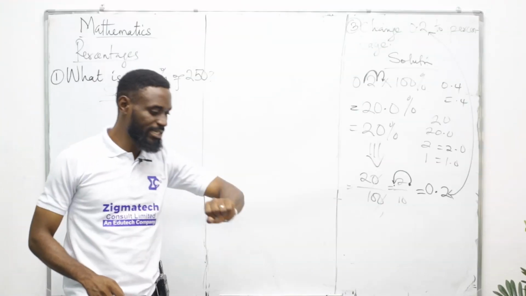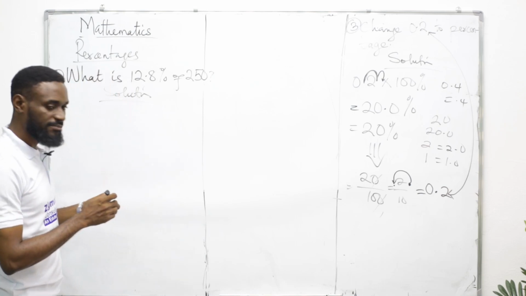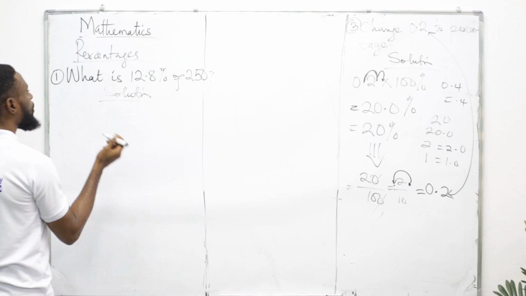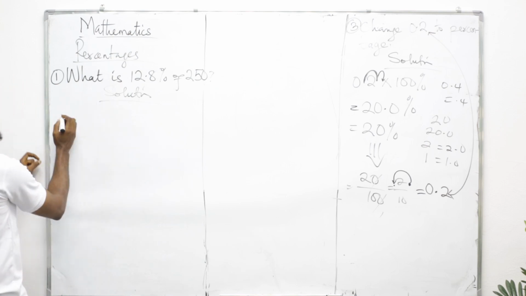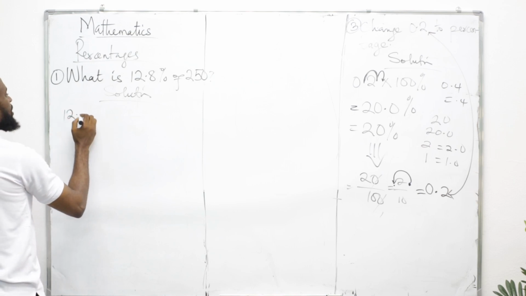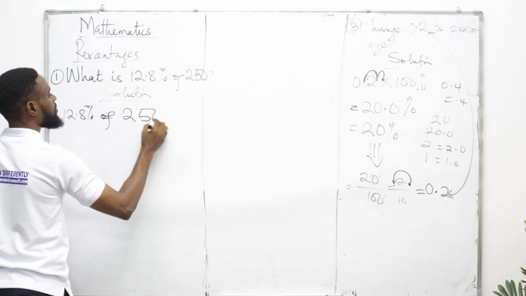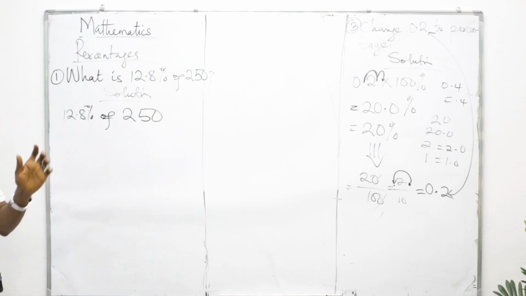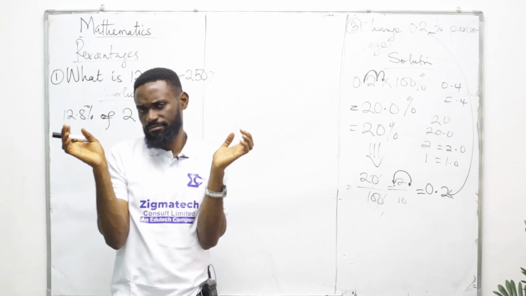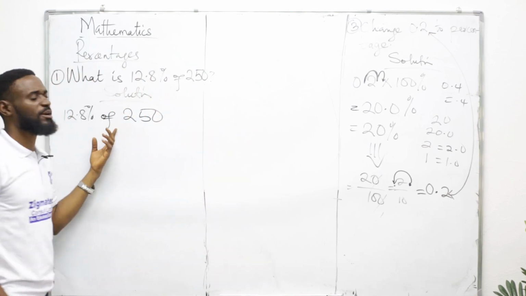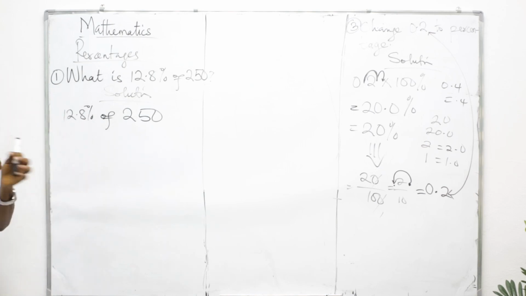What is 12.8% of 250? Okay, now we must apply this. We have 12.8% of what? 250. This is very simple. All you need to do is express this in mathematical terms. They just gave you this in words: 12.8% of 250. You can put it in mathematical terms.